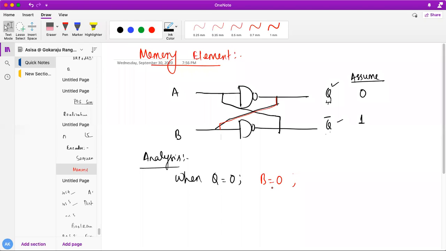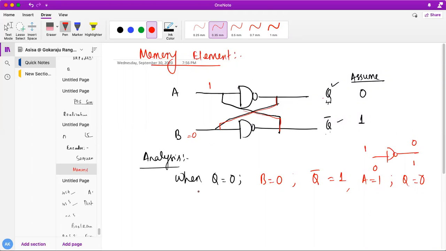If B is 0, tell me what Q bar is. This is what type of circuit, students? A NAND gate. If I give 1, I get 0; if I give 0, it will be 1. So if B is 0, obviously Q bar will be 1. Q bar is connected to A, so A is 1. If A is 1, it is just like an inverter, so it will give my output Q as 0.